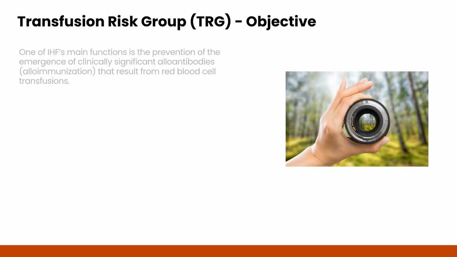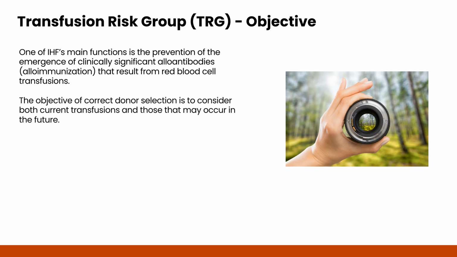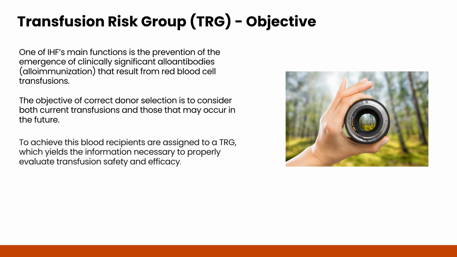Transfusion Risk Group. Objective. One of IHF's main functions is the prevention of the emergence of clinically significant alloantibodies, alloimmunization, that result from red blood cell transfusions. The objective of correct donor selection is to consider both current transfusions and those that may occur in the future. To achieve this, blood recipients are assigned to a TRG, which yields the information necessary to properly evaluate transfusion safety and efficacy.